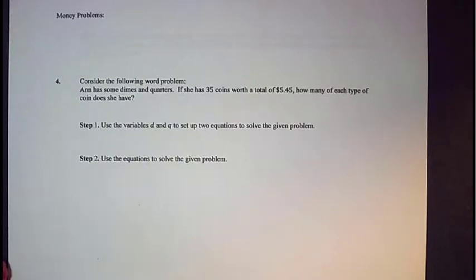All right, so for our last type of problems that we're going to do, and we've got a couple of them to go over, we're going to talk about money. Money problems are set up in a very specific way, and if you remember this, it'll make it a whole lot easier.